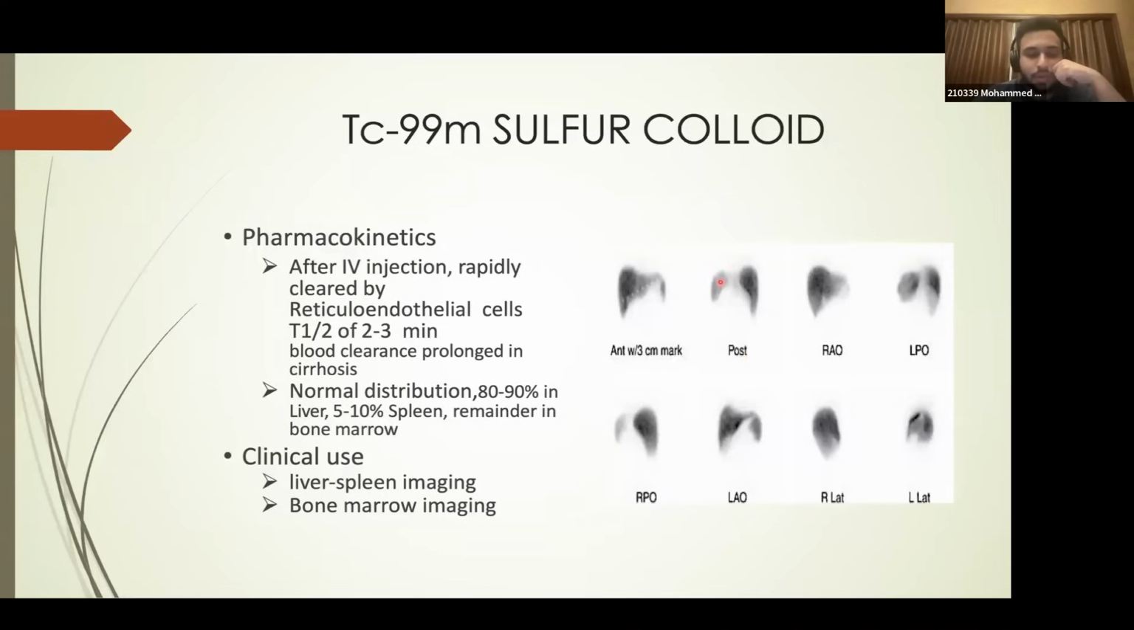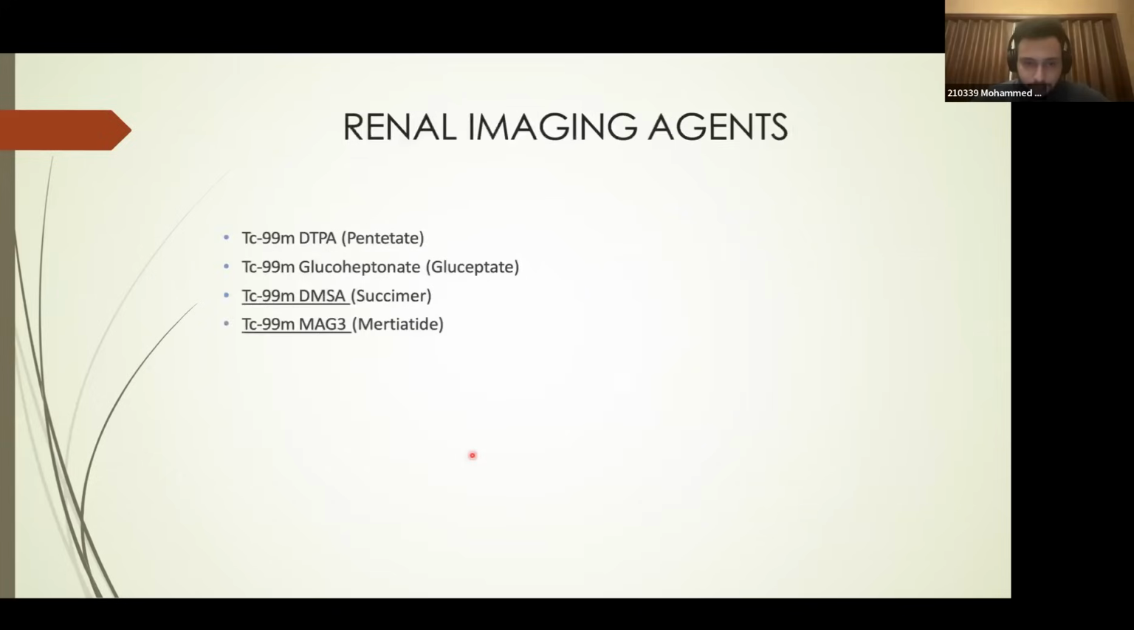That's what's important about it. It's used for liver-spleen imaging and bone marrow imaging. That's all you need to know about sulfur colloid: it targets reticuloendothelial cells and is used for liver, spleen, and bone marrow imaging. Usually liver-spleen is the most important thing to remember. Once you see spleen or reticuloendothelial cells, sulfur colloid is the answer. Okay, so that's pretty much that.